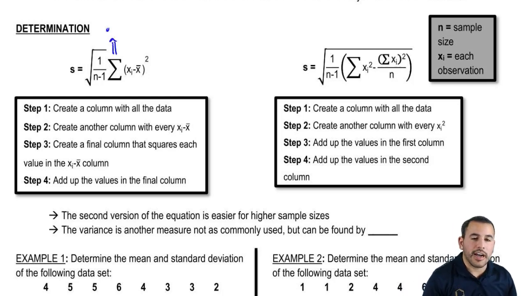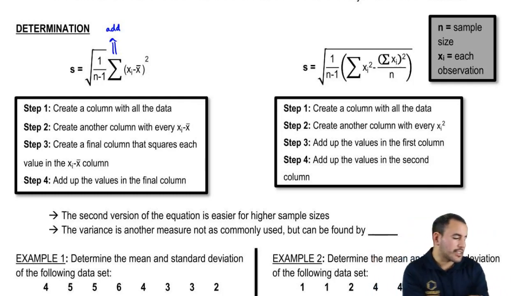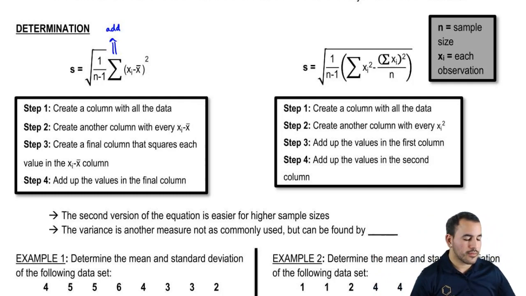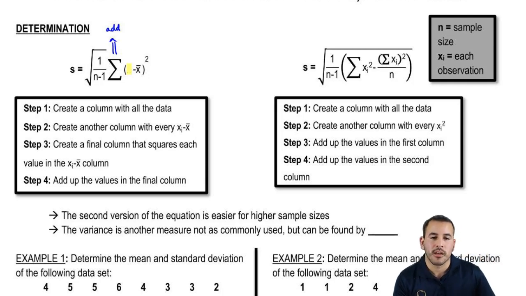So what are we adding? Let's go ahead and just talk this through real quick, and then we'll talk about the steps. So you see how there's xi minus x bar. What is xi? Xi is actually, I wrote it down here, each individual observation. What is x bar? X bar we talked about last time.